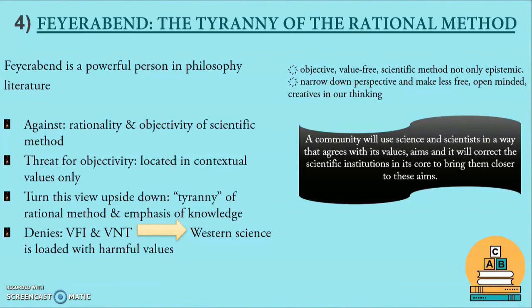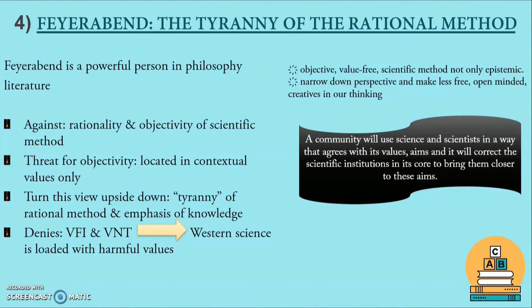Next, Feyerabend, the tyranny of the rational method. Feyerabend is a powerful figure in the philosophy literature. He is against the rationality and objectivity of the scientific method. He also sees a threat to objectivity that is located in contextual values only. He turned this view upside down, with the tyranny of the rational method and an emphasis on knowledge.